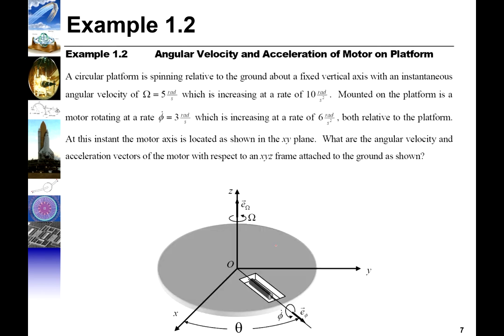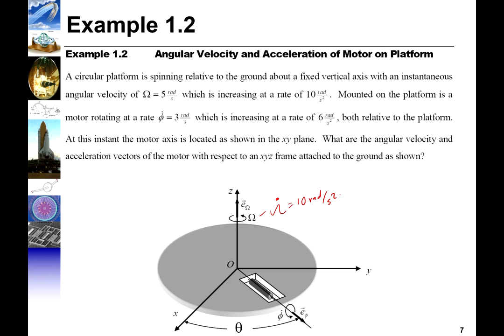All right, so let's revisit this example now using this approach. And again, this is the approach we'll use for 95% of the problems in this class. Let's see how we would do this now that we know how to take the derivative of a vector. So again, we have a table, and it's spinning at a rate omega, and it's also increasing at a rate omega dot that's 10 radians per second squared.